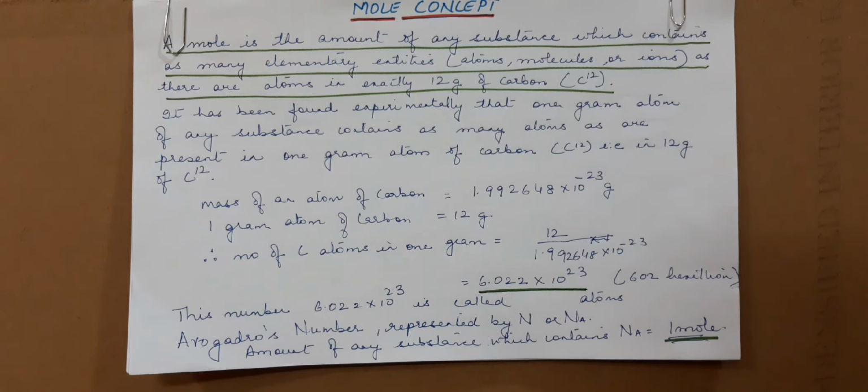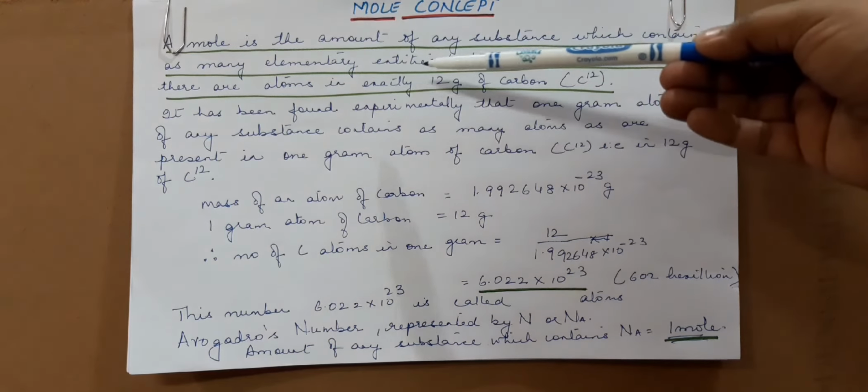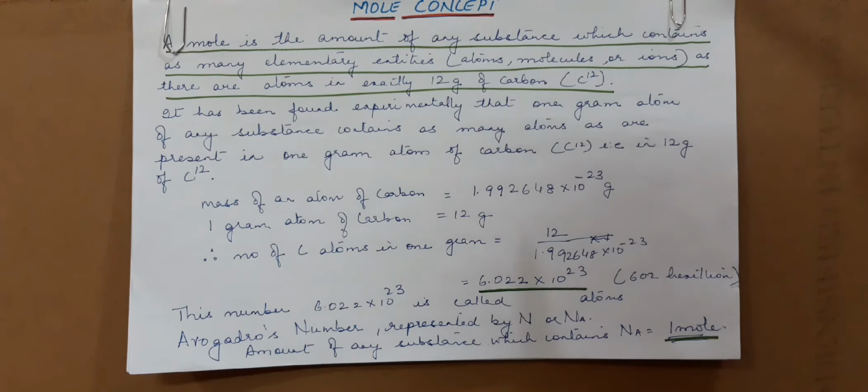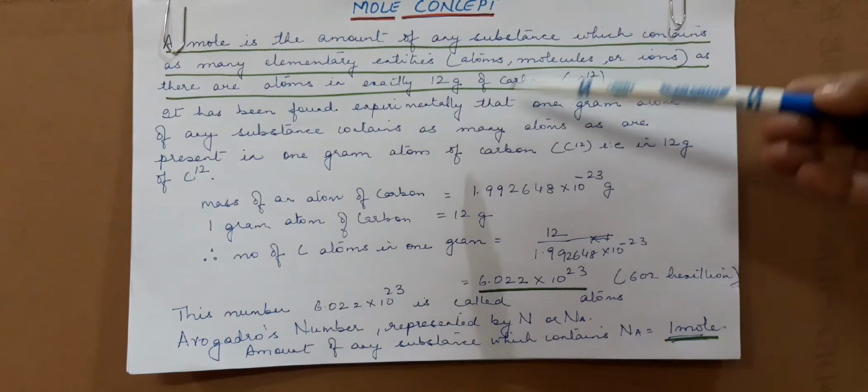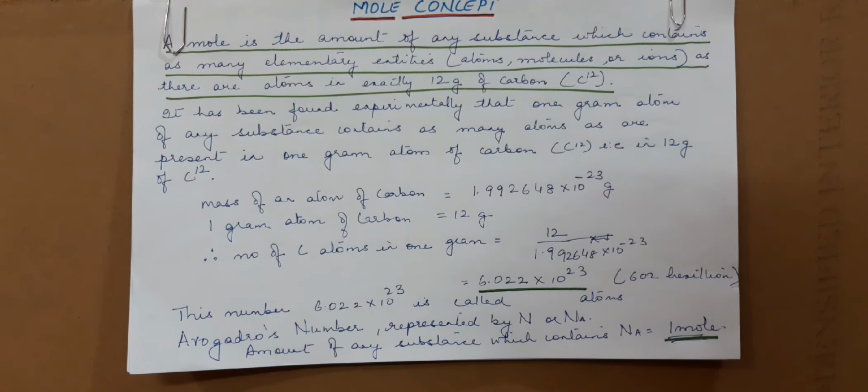So the same way, in chemistry, the number of items, the amount of a substance in terms of a number is a mole. And what is that number? That number you have studied in class 10 as Avogadro's number. Okay, so a mole is the amount of any substance which contains as many elementary entities, whether it could be atoms, molecules, or ions, as there are atoms in exactly 12 gram of carbon. That is a standard we have taken, right?